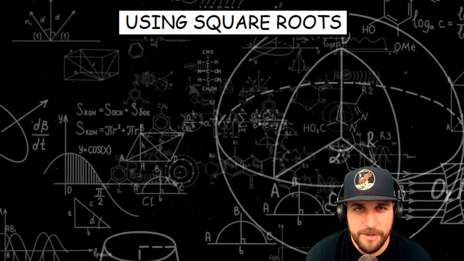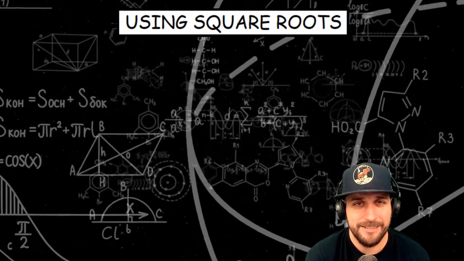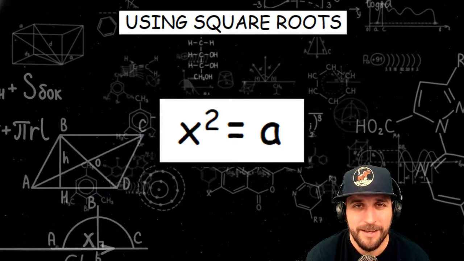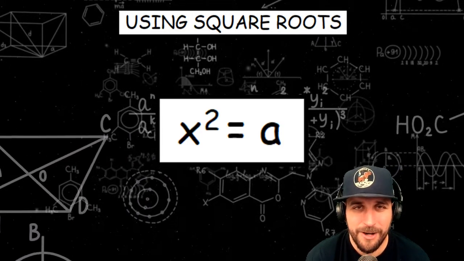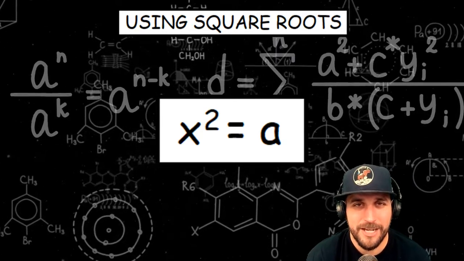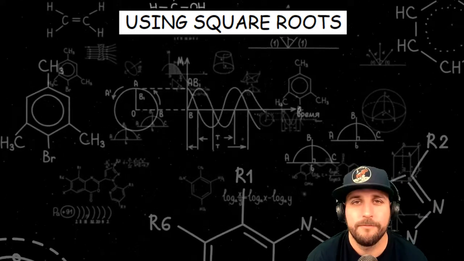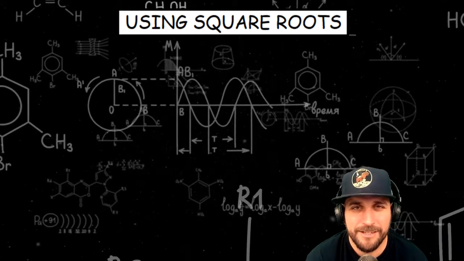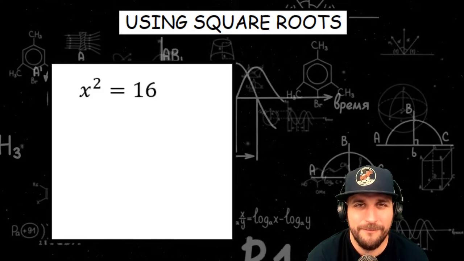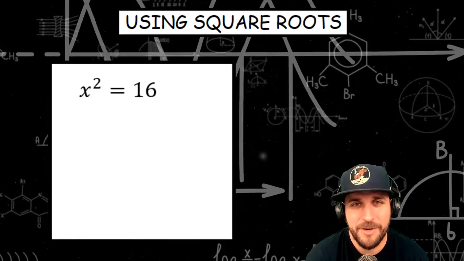So if we're solving by square roots, not only do we not want a b, but we also want it to be written like this before we get started. x squared equals a, where a is some number. So you want x squared by itself equaling a number. And then we can use the square root method. So let's look at this example, x squared equals 16, to help us figure it out. It's a lot like solving an equation. It is solving an equation.